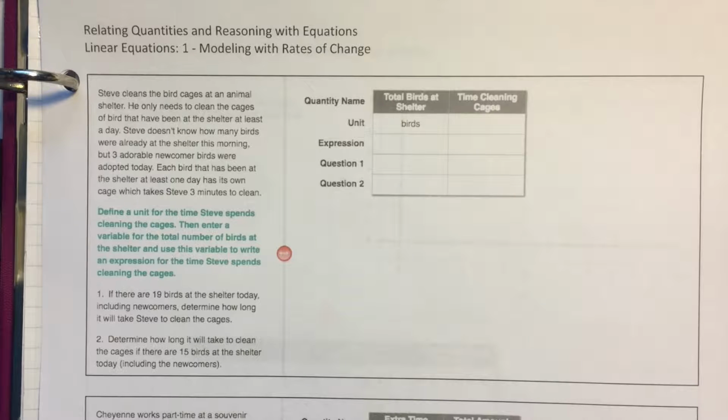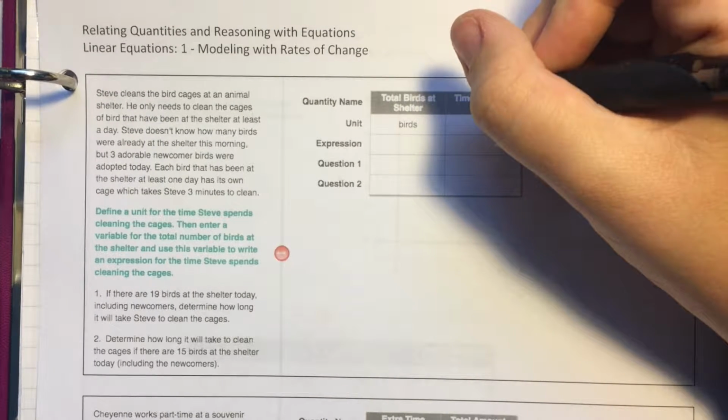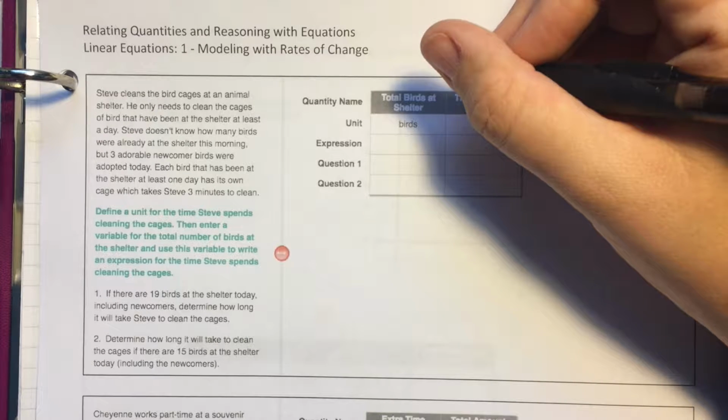This is a demo of relating quantities and reasoning with equations for linear equations, and this is the first workspace, modeling with rates of change. When I look at the problem, it says Steve cleans the bird cages at an animal shelter.